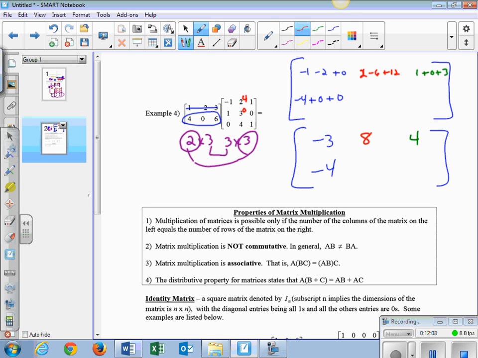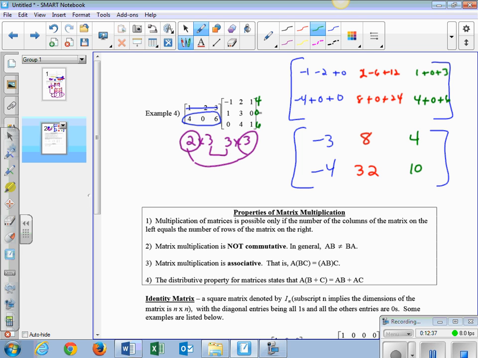4, 0, 6. So it looks like I'm going to get an 8 plus 0 plus 24. 8 plus 24 is 32. And move it down again. So I'm going to put a 4, 0, 6. 4 times 1 is 4, plus 0, plus 6, to get an answer of 10.